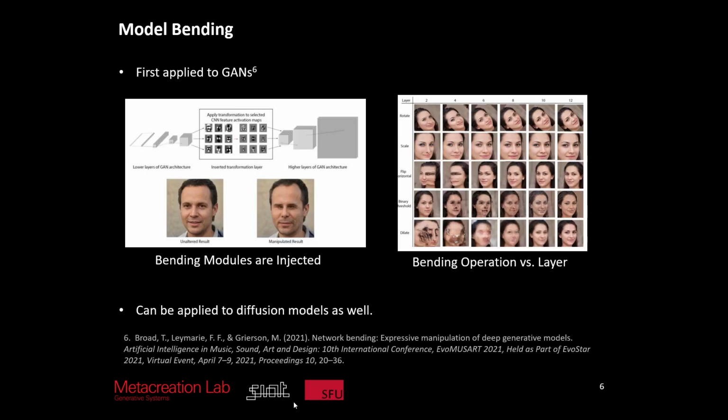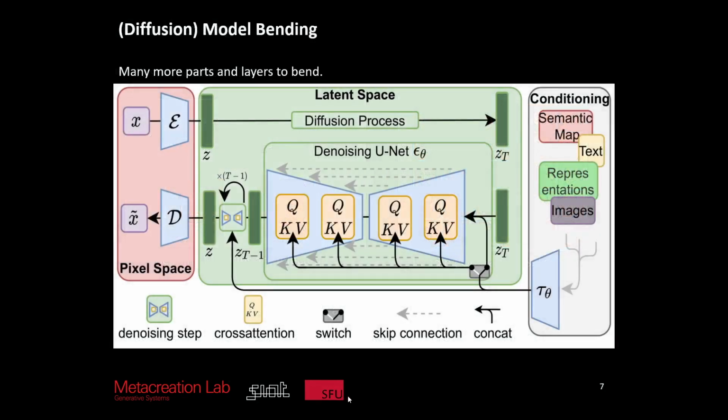The second part of our approach is model bending, first introduced by Broad et al. for StyleGAN models, and it is a technique for manipulating the inner representations of a model to push it towards creative outputs. It works by inserting a module into the generative model to transform the intermediate results before passing them downstream. Now, when attempting to apply this to large-scale diffusion models, we found that there are many more blocks and layers to be bent.